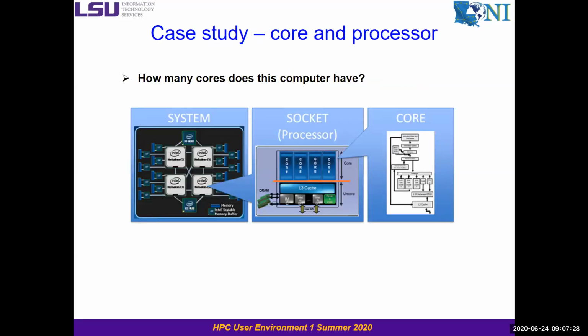Let's see an example. How many cores does this computer have? It has 4 processors. Each processor has 4 cores. So it has 16 cores.